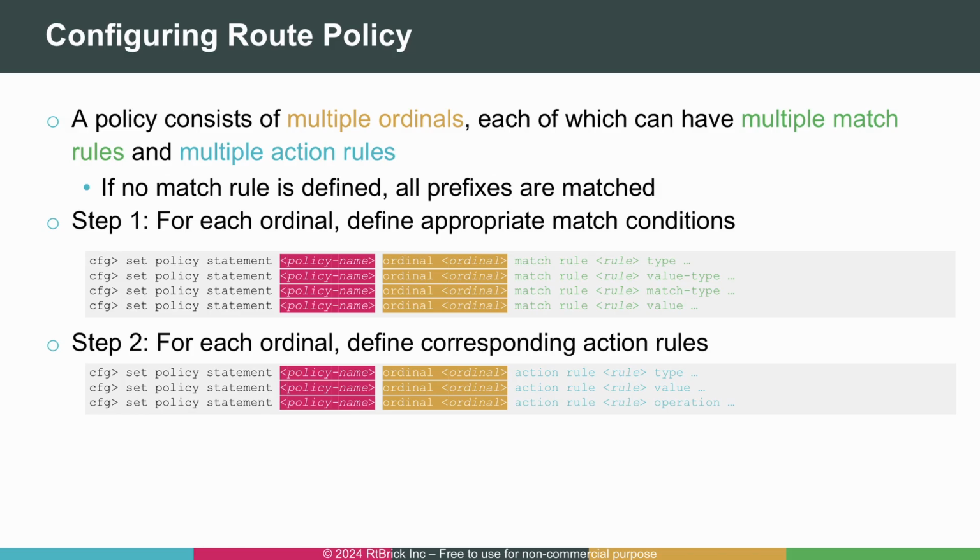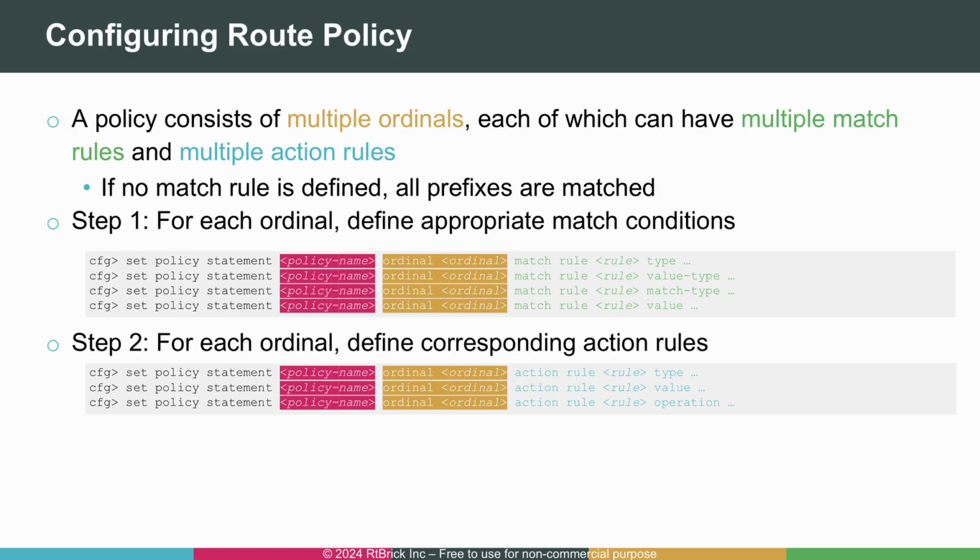Each ordinal must also have one or more action rules. These are also assigned integer rule numbers. However, unlike match rules, action rules are executed in the order of their rule numbers, meaning that a later rule can override an action applied earlier. Each action rule must have an operation assigned. This can be return permit to accept the route or return deny to reject it.